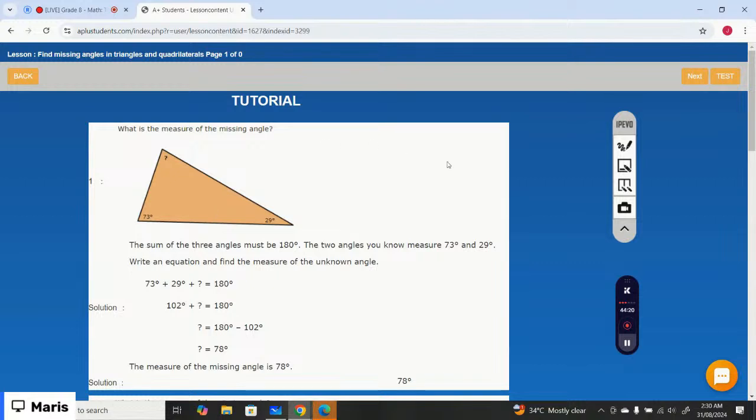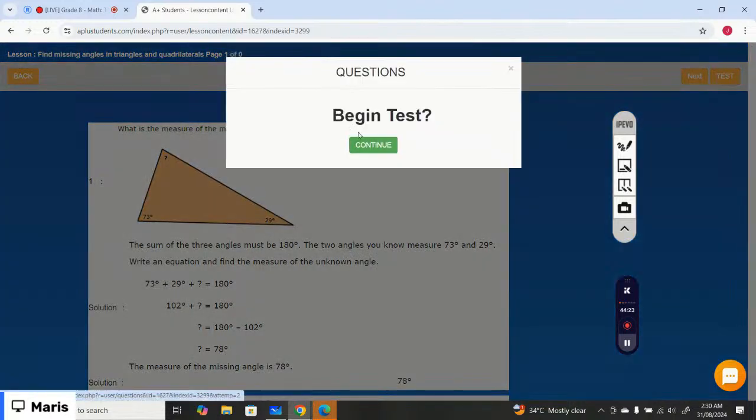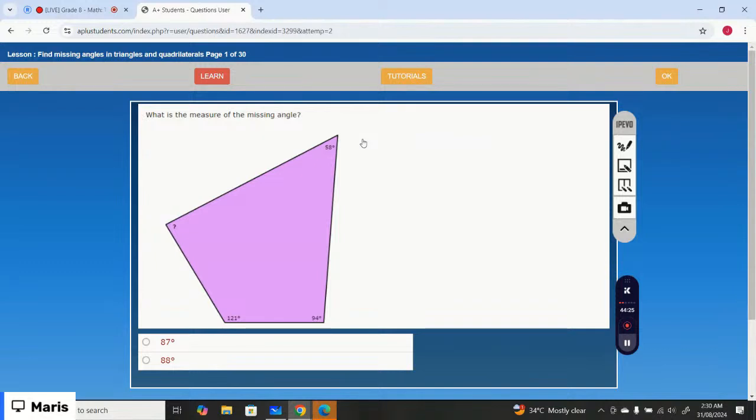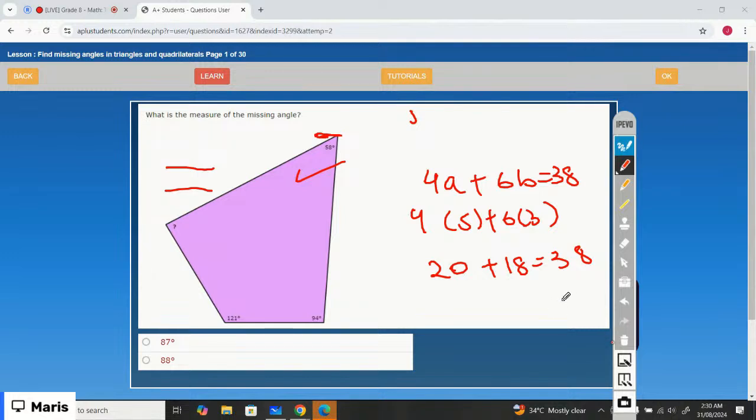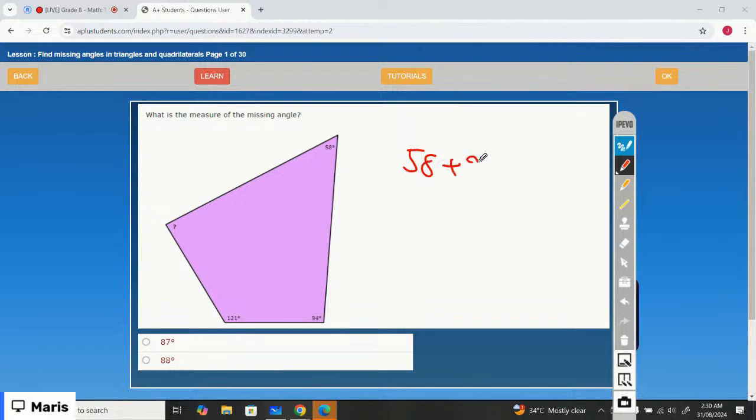Let's just start with the test questions. What is the measurement of the missing angle? So that is a four-sided shape, right? For the four-sided shape, the sum of all the angles must equal 360 degrees, right? So you are given three of them. Let's just add and calculate the fourth one. Just add the given measurements, that is 58 plus 94 plus 121.